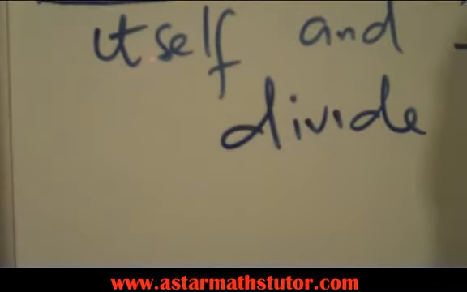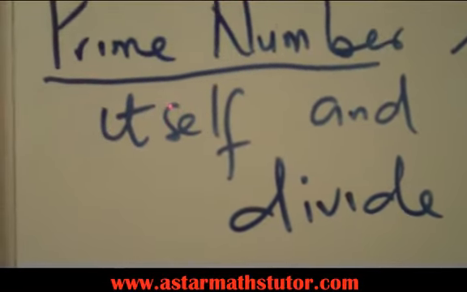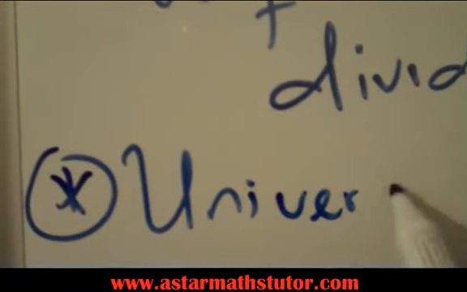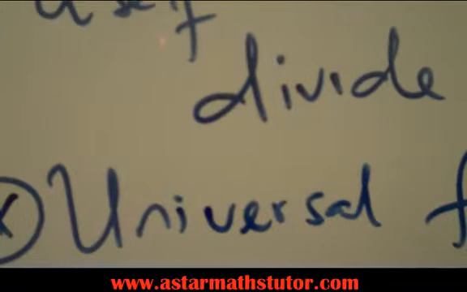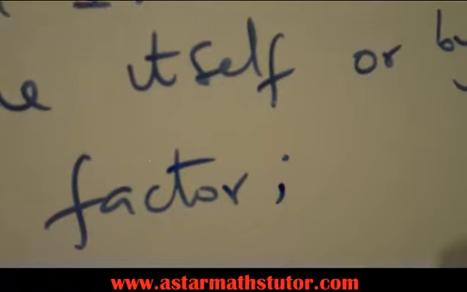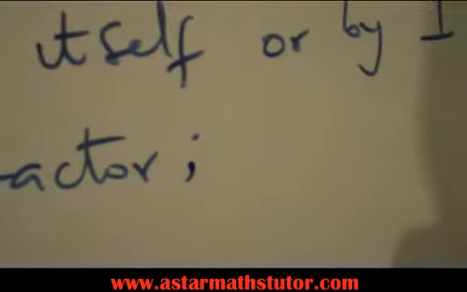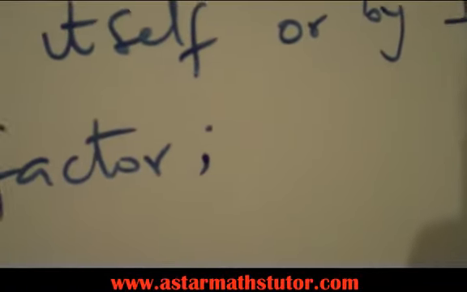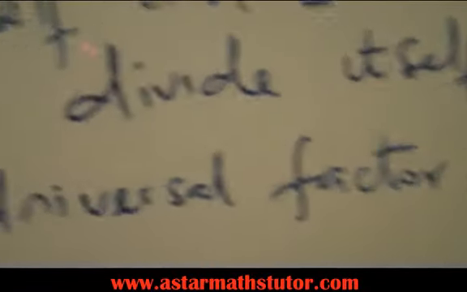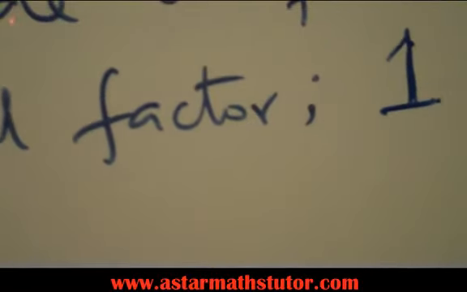Now we need to think about what the factors of 1 are. If you remember the last series, I told you 1 is a universal factor. And what does a universal factor mean? It simply means it can divide any kind of number. I don't care what kind of number it is. 1 divided by 1 is 1, 1 million divided by 1 will still be 1 million, 10 divided by 1 will still be 10. So 1 is a universal factor.